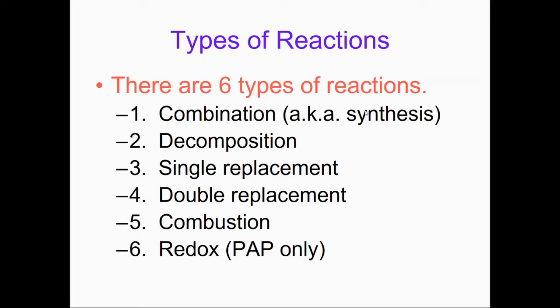There are 6 types of reactions that we're going to talk about in this class. There's combination, which we also call synthesis. That's one. There's decomposition. There's single replacement, there's double replacement, and there's combustion. And we're going to go through each of these individually. We also have redox reactions, and this is something that we will talk about only in pre-AP chemistry. There are more reaction types than these, but these are the ones we will focus on in this general chemistry course.